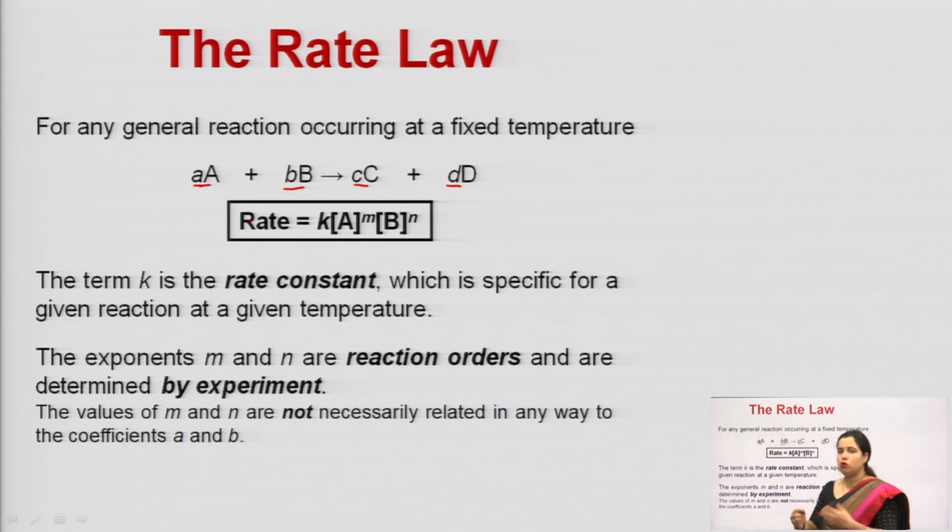Generally, how many reactants are participating with each other in a particular reaction will give you zero order, first order and second order respectively. These exponents m and n are reaction orders and are determined by experiments. The values of m and n are not necessarily related in any way to the coefficients a and b. So, they do not have any direct relationship with a and b; these are the orders of the reaction.